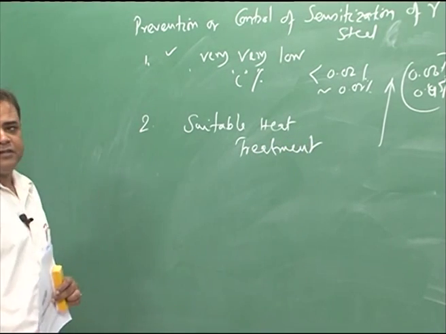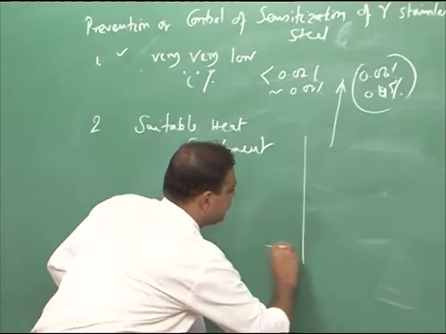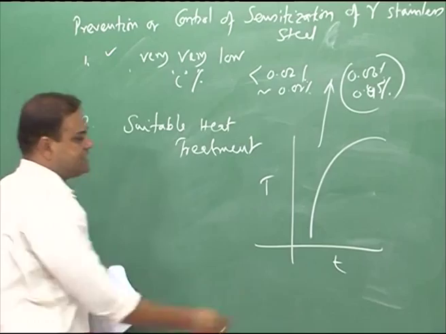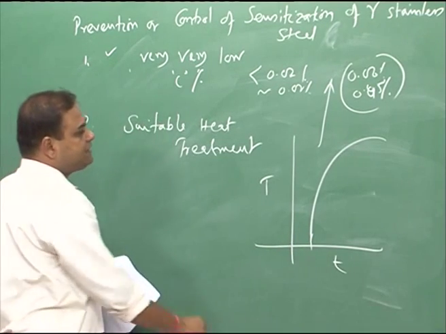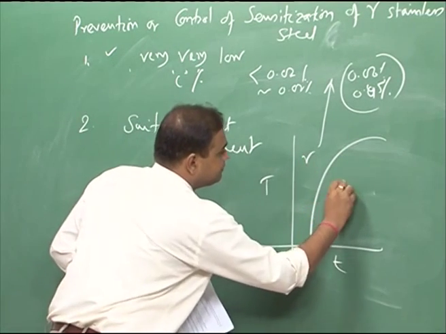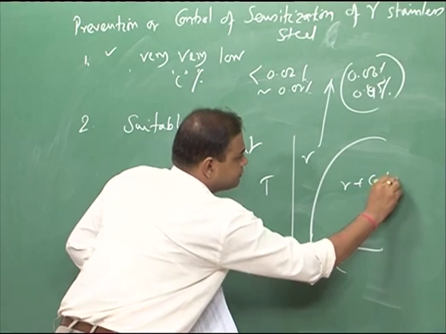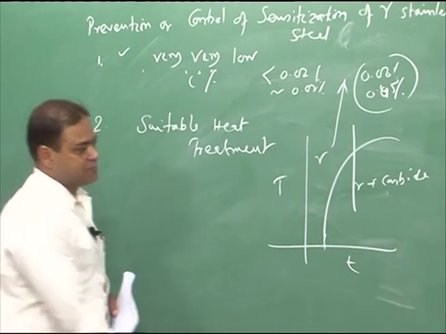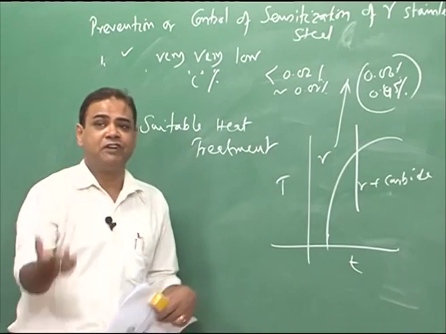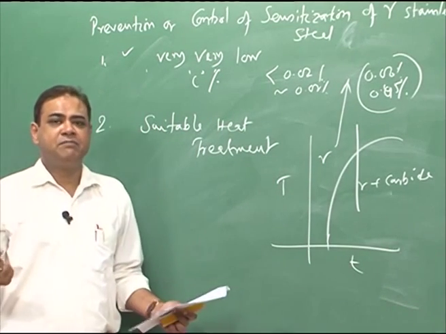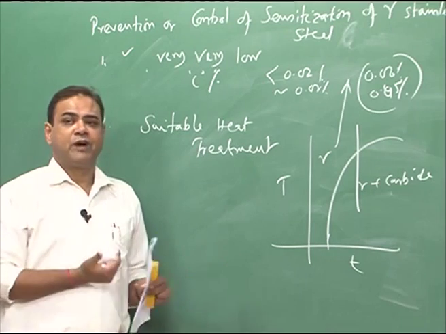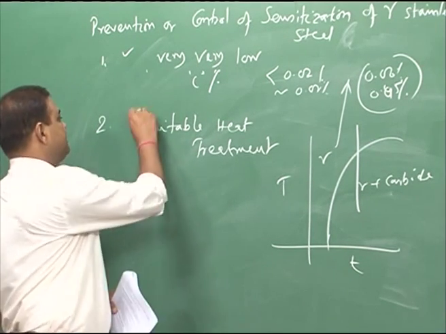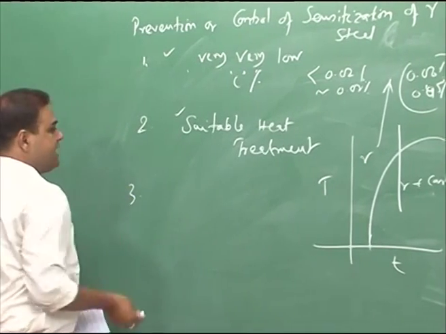Suitable heat treatment means that, as we have seen in the temperature-time or phase diagram, if we can cool it very fast in this temperature zone, we do not have much time to form chromium carbide. So, there is no problem of sensitization. So, that is suitable heat treatment.